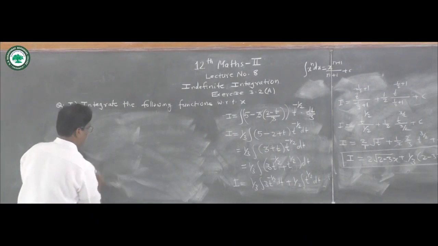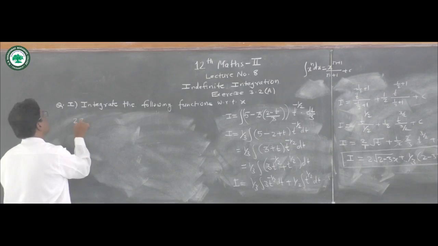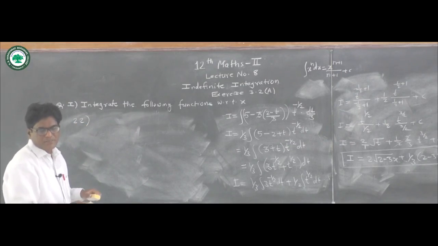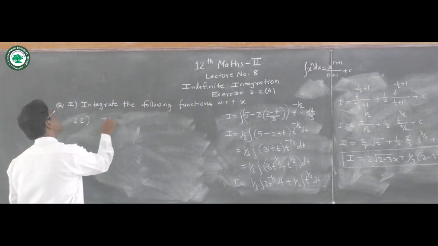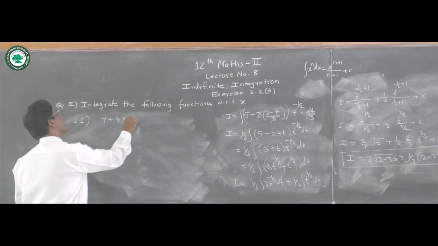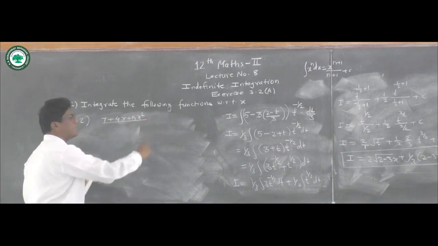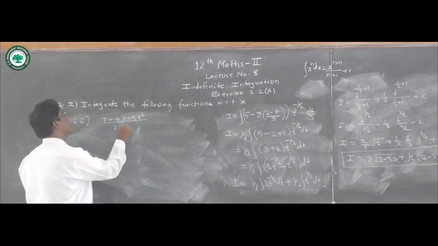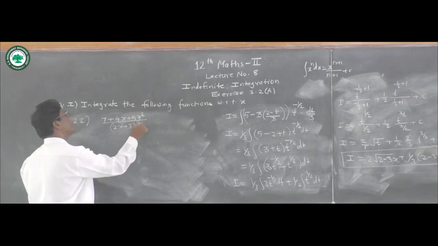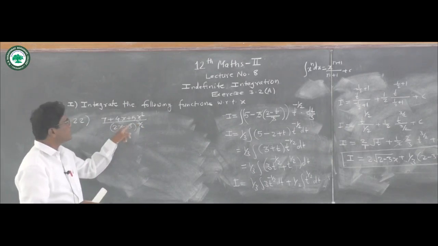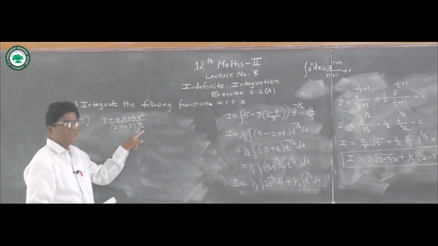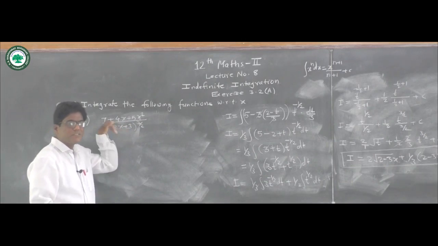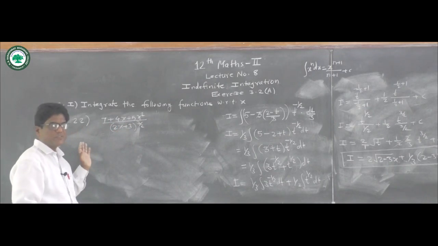Second problem, here given it is 7 plus 4x plus 5x square upon 2x plus 3 to the power 3 by 2. The power here in the denominator is 3 by 2, which means the power is 1/2, which means we have been given these terms in a root. So the term which is in the root, we take as the substitution.